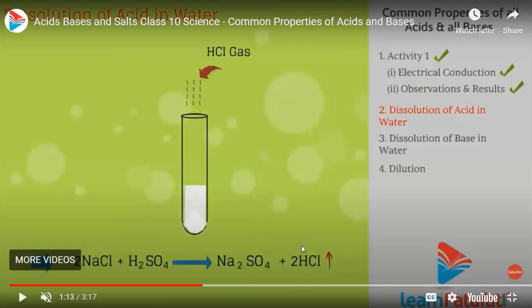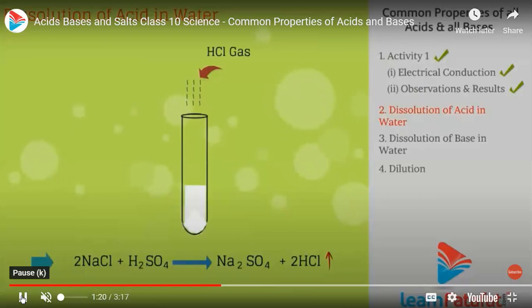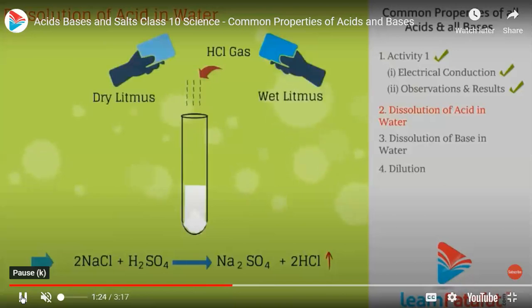See guys, this is how we are explaining the dilution of acids, how it takes place in water. So now HCl is liberated. I'll take two types of litmus paper: one a dry litmus paper and one a wet litmus paper. Wet litmus paper means I'll just put the litmus paper under water and place it near the mouth of the test tube. So after some time you'll observe the dry litmus paper.